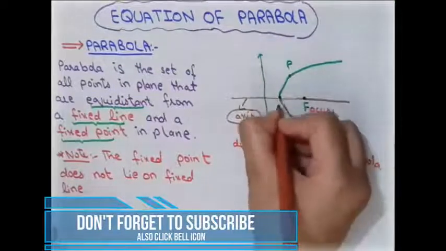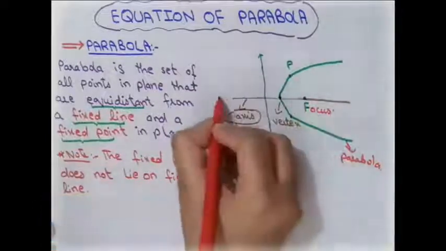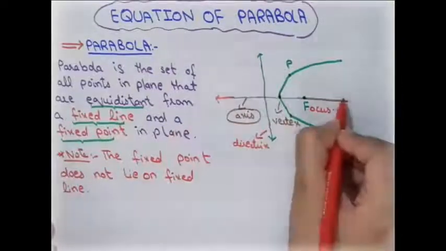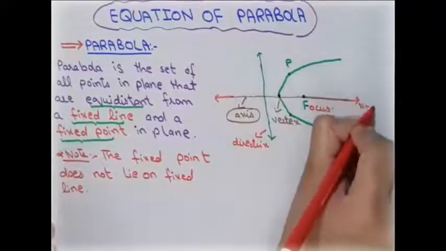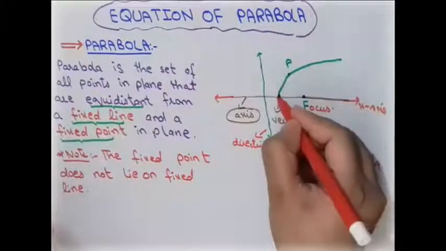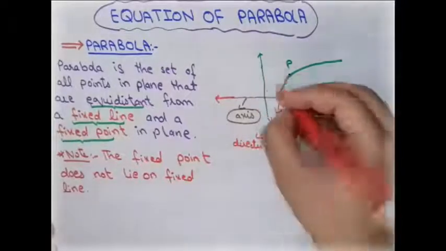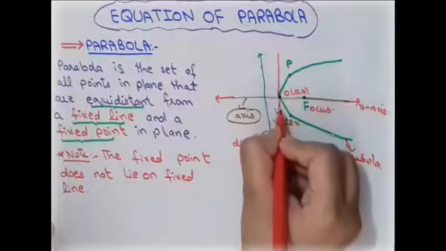Now, to draw the x-axis and y-axis, let us take the axis of our parabola, which is this line, as the x-axis. If we say the axis of the parabola is the x-axis, and take the origin at the vertex, 0, 0 as the vertex, then the y-axis is something here that we draw.